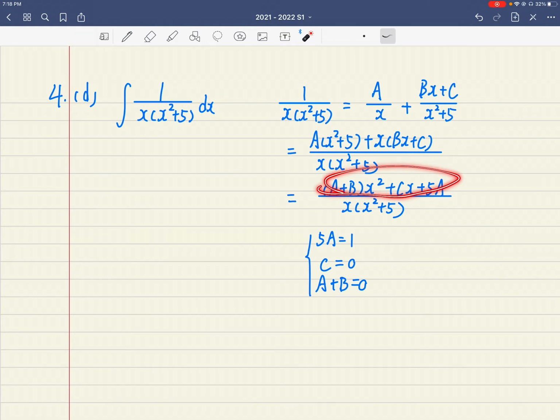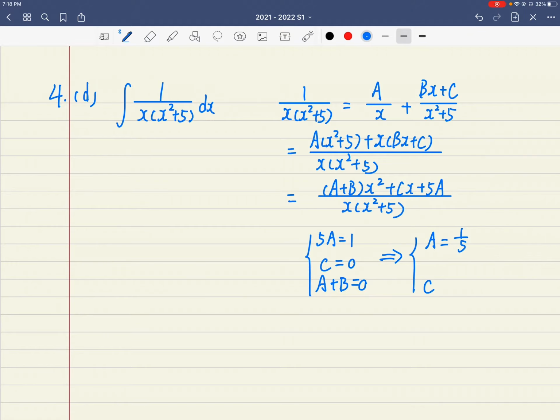So basically this part should be equal to 1, this should be 0 and this should be 0. Then you just need to solve this. A is already given, it's 1 over 5. C is just 0. And a plus b is 0, so b is negative 1 over 5. So that's the first step. So now we can split this integral as a over x, which is 1 over 5x, plus bx plus c, so it's negative 1 over 5 x over x squared plus 5.